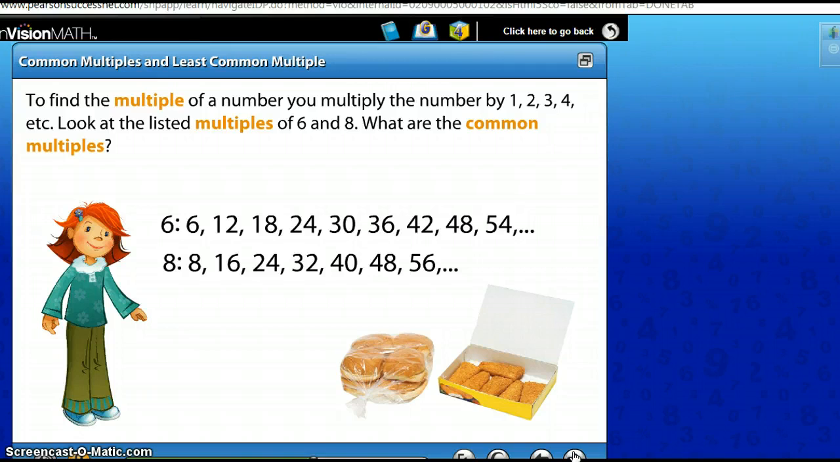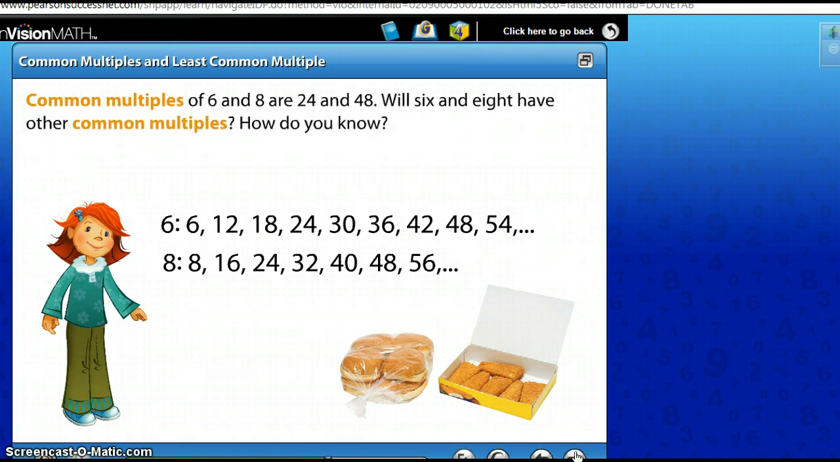Common multiples, okay? But another word for common would be what, Daniel? We're looking for what they have that is the same. We're looking for what multiples they have that are the same. Similar would be kind of like alike, but we want the ones they have that are the same or common. Okay. Common multiples of 6 and 8 are 24 and 48.